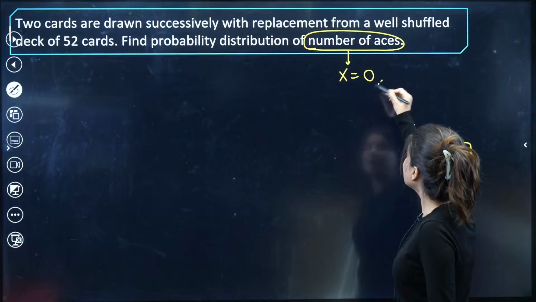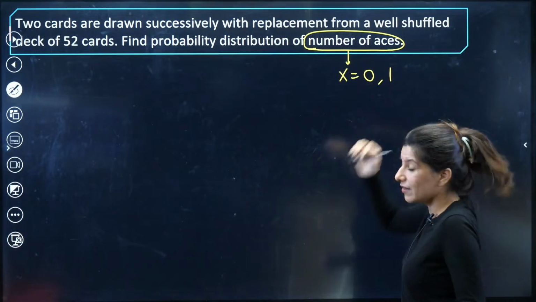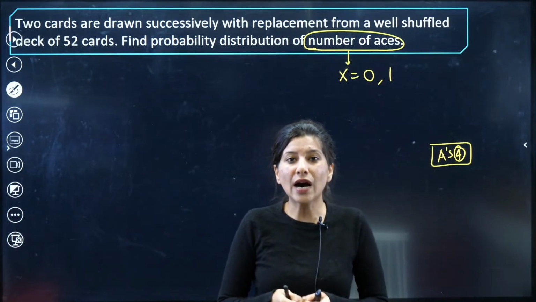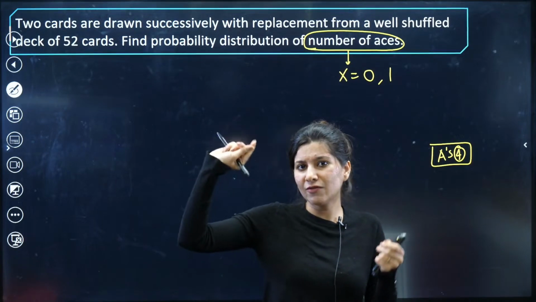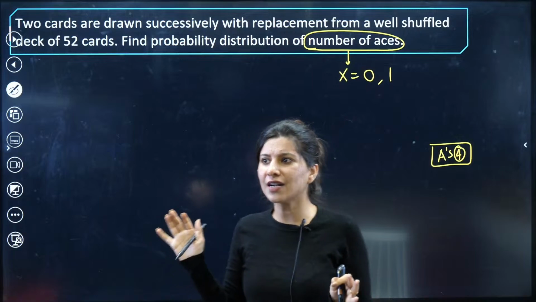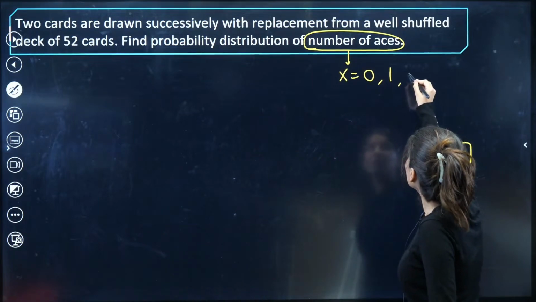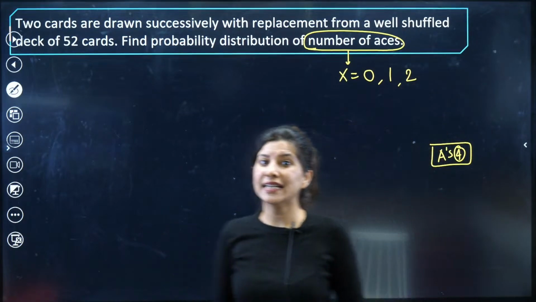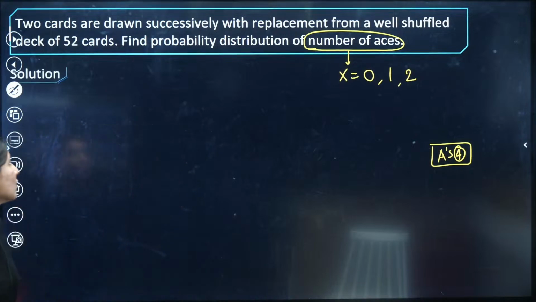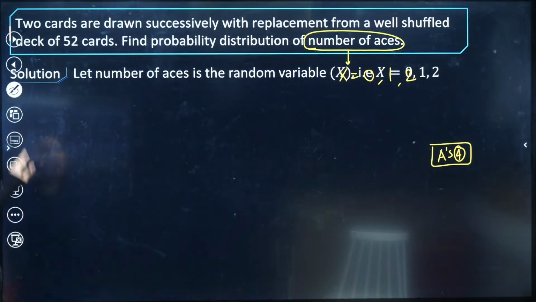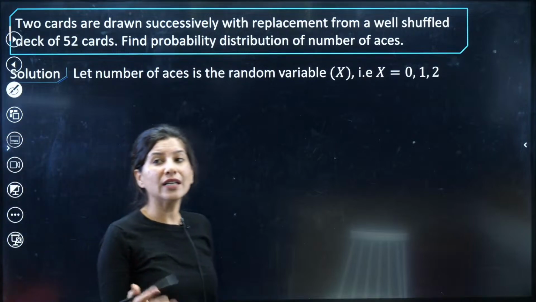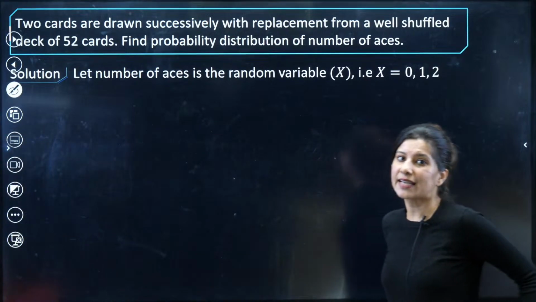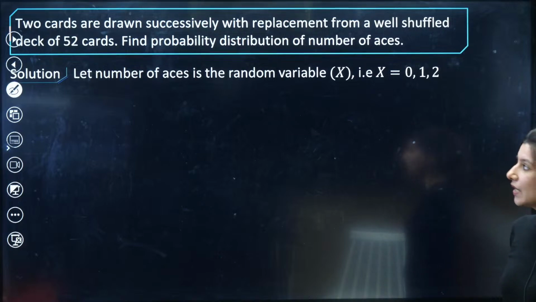So x can be 0, x can be 1. If I pick 2 cards out of 52, it may be possible that I get one ace and another is a different card, and it may be possible both of them are aces. So the random variable x, which counts the number of aces, can be 0, 1 or 2.